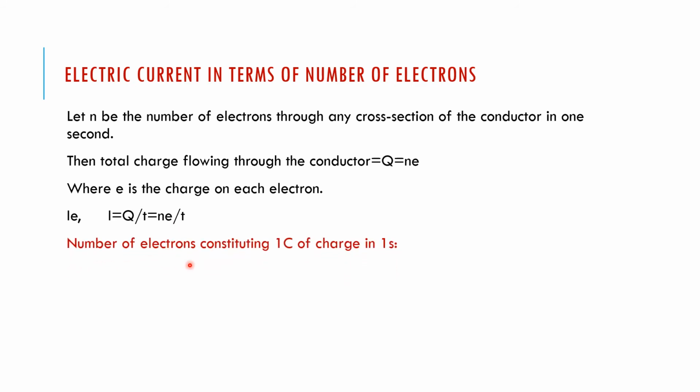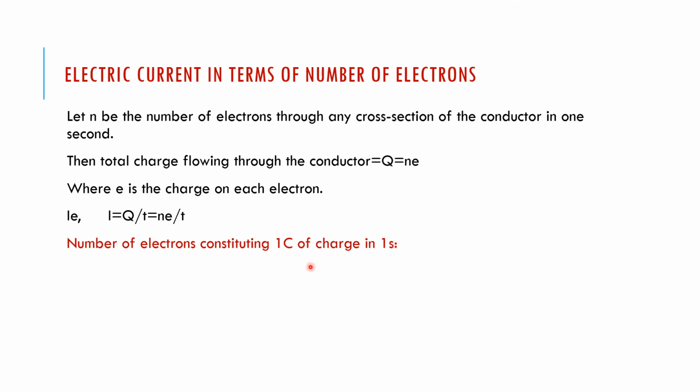Then the number of electrons constituting 1 coulomb of charge in 1 second, what is this n? We can find it out. We have to find the number of electrons in 1 coulomb. How many electrons are there in 1 coulomb of charge in 1 second?